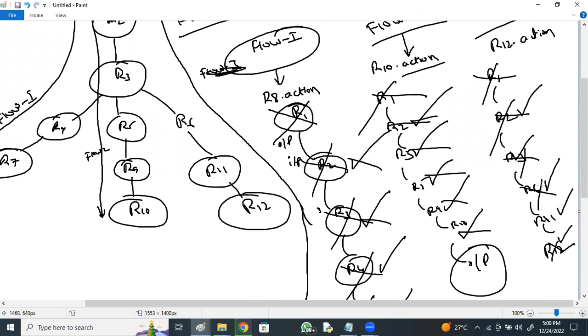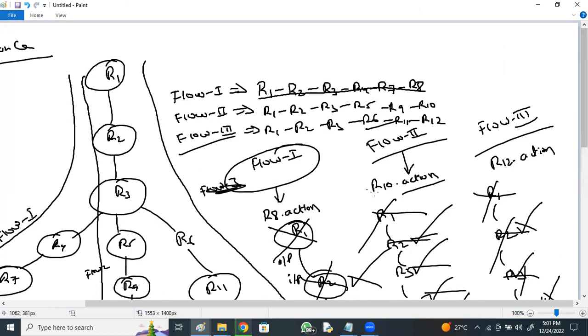What is your observation? All these are removed, right? Now no RDD in the RAM. Means here, in all the three flows, these three steps are common, right? In all the three flows, the first three steps are common, right?